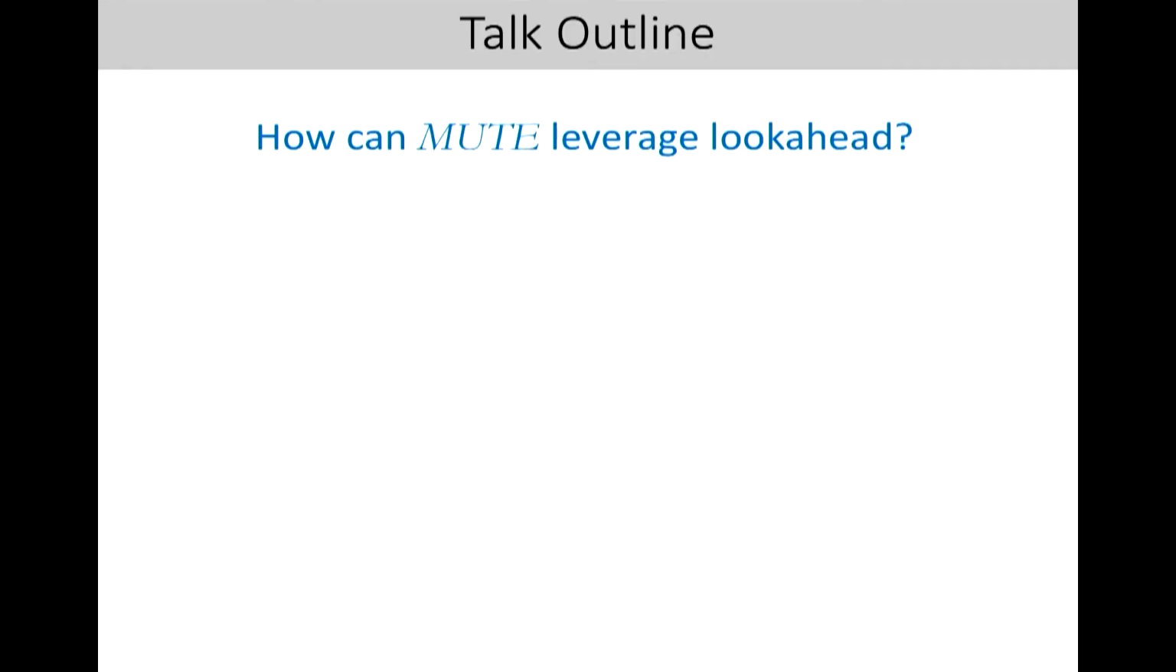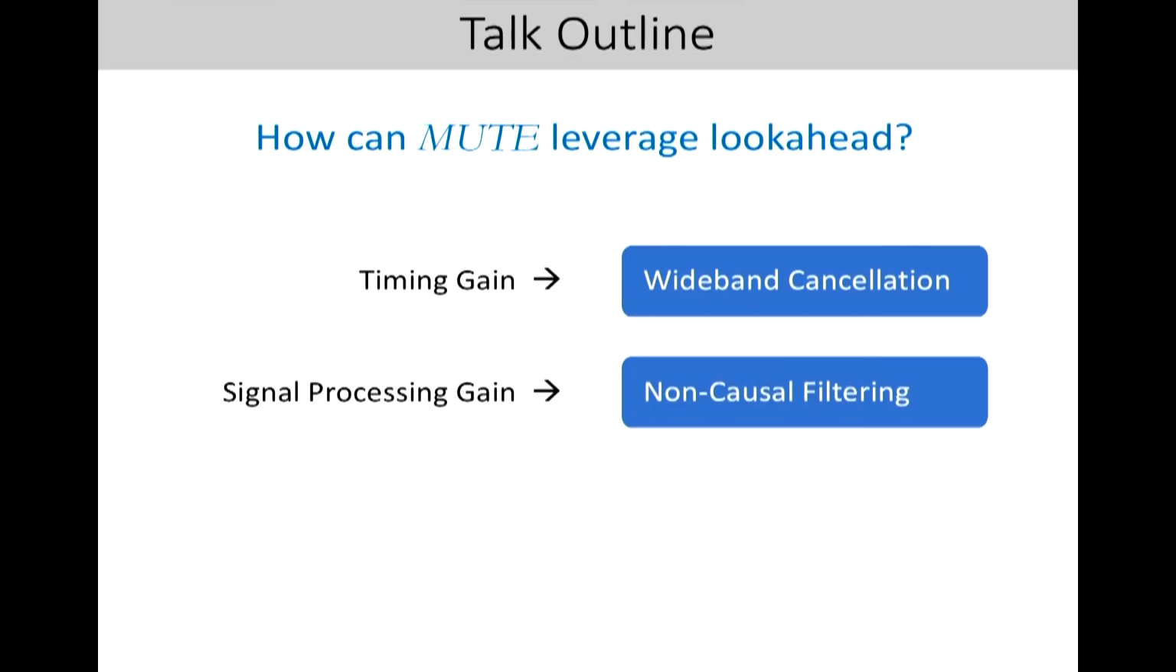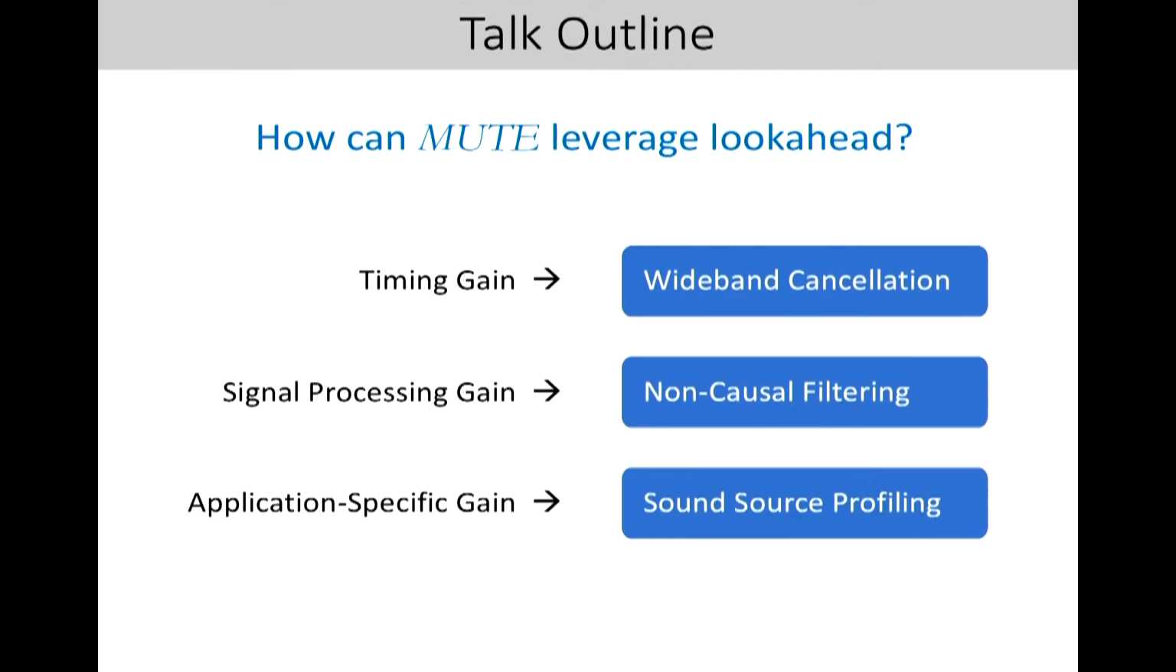So today, I will talk about how look-ahead benefits Mute in 3 ways. First, it creates a long-time buffer for computation, which is necessary for wideband cancellation. Second, it provides future sound samples that are very critical for signal processing. And finally, there are application-specific gains as well. As one example, we should now be able to cancel conversations among multiple humans.